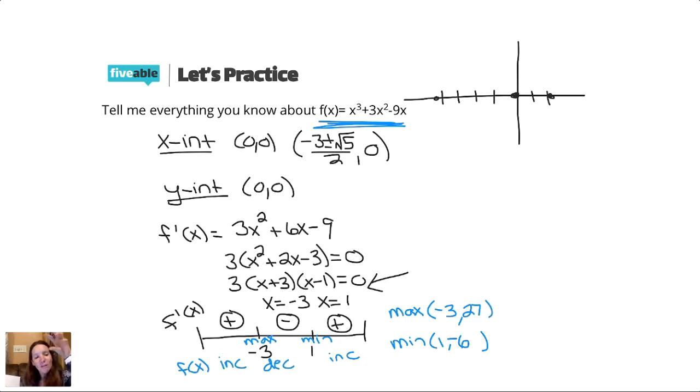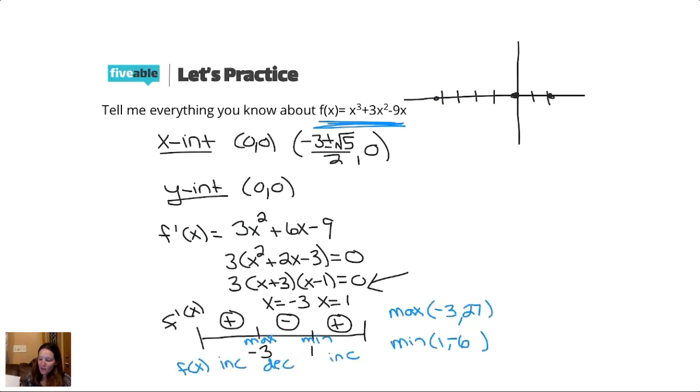We're plugging into the original function because we want the y value. The derivative tells us where the minimum and maximum happens, but you don't want to plug those numbers back into the derivative because that doesn't tell you anything. Well, it will. It'll tell you it's 0 because that's what we solved for. You want to plug them back into the original function because that's the y value that you're going to plot.